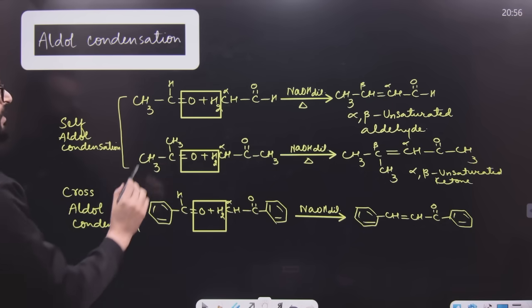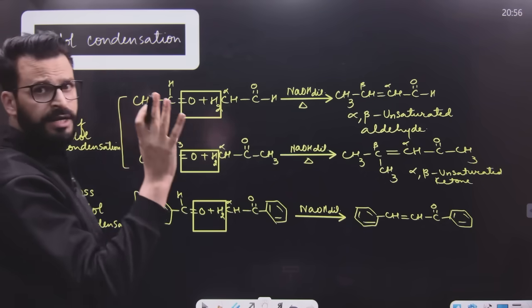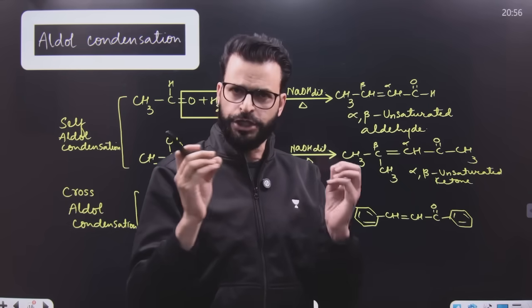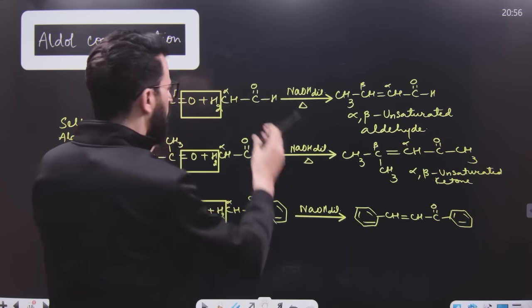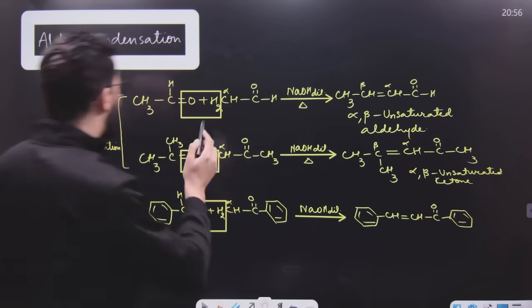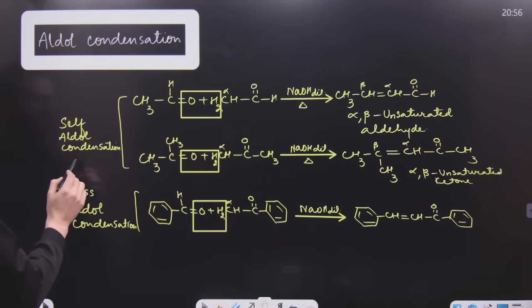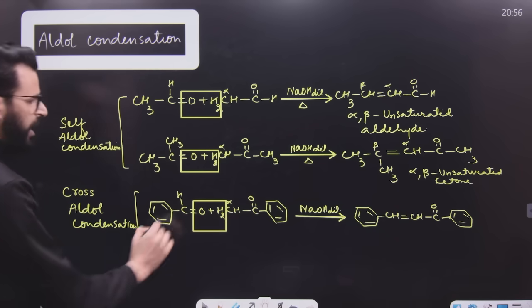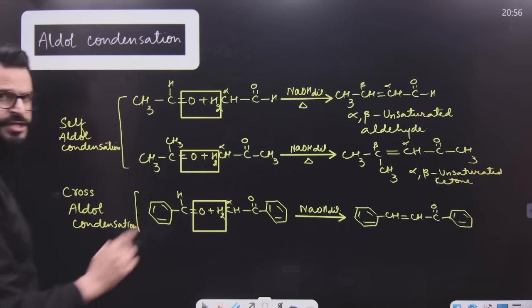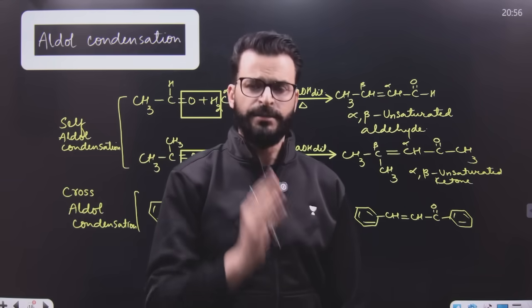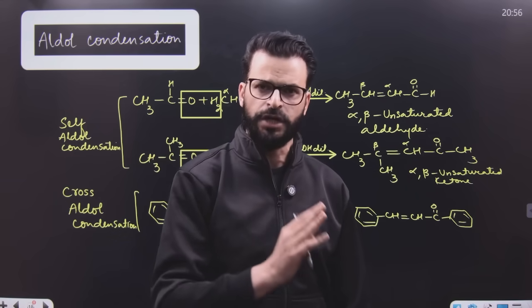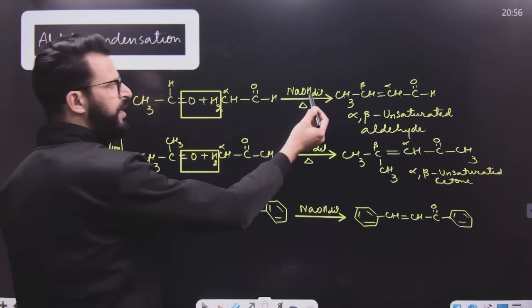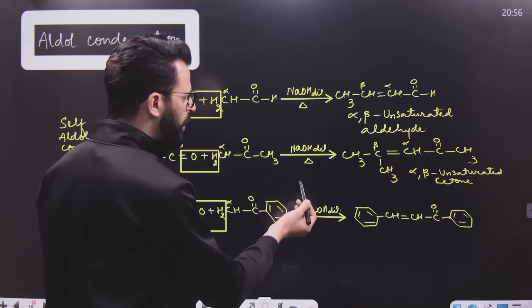After that, remember, what is Aldol condensation? Aldol condensation is basically condensation of two aldehydes or two ketones. If those two aldehydes or those ketones are similar, then we call that condensation self-aldol condensation. And if the two carbonyl groups which undergo condensation are different, they are known as cross-aldol condensation.